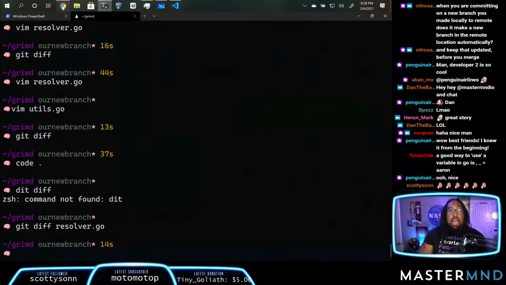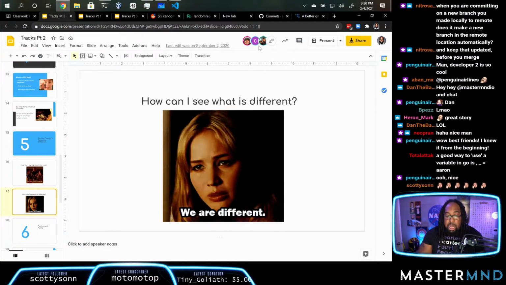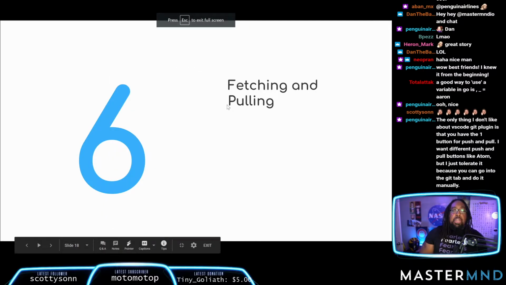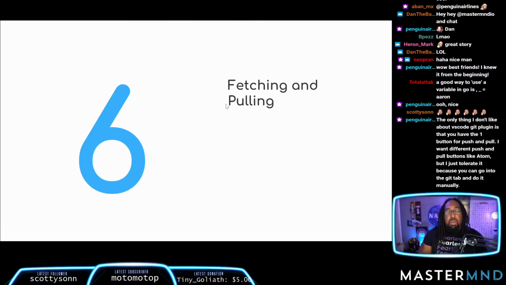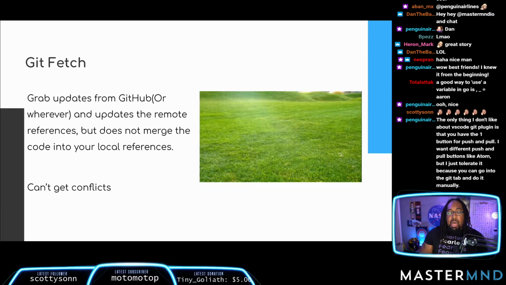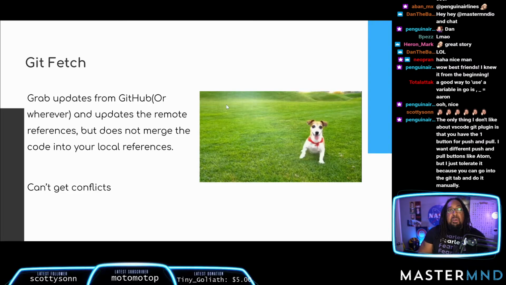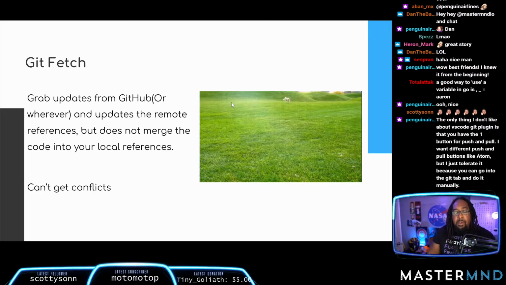All right, so diff is how you find out the differences. So pretty helpful there. What else we got? Fetching and pulling. We might have to create a new repository for this in a second. Okay, fetching and pulling. Let's talk about this really quick. Fetch. What does Git fetch do? A lot of people don't use Git fetch on its own, but it is helpful.